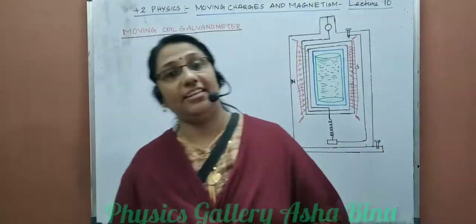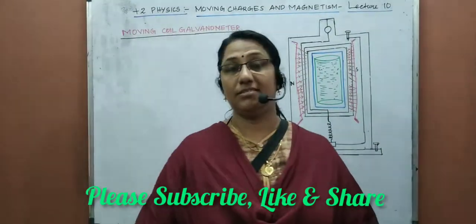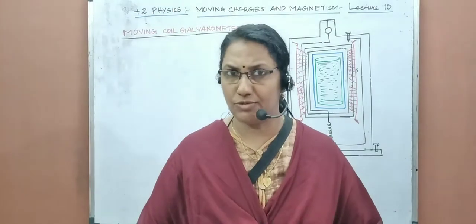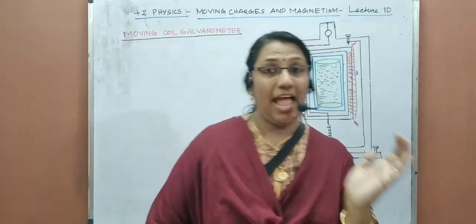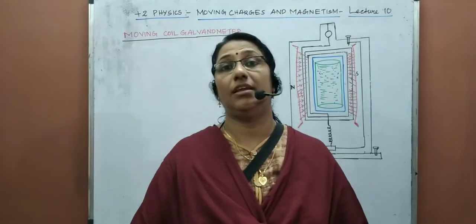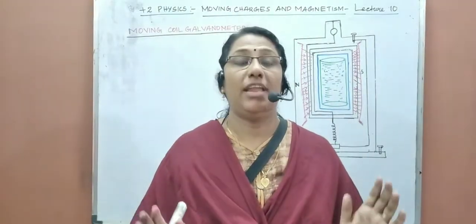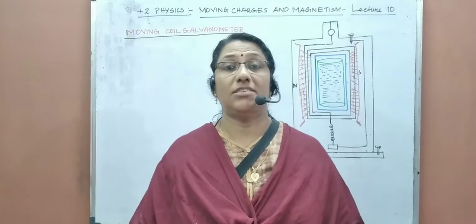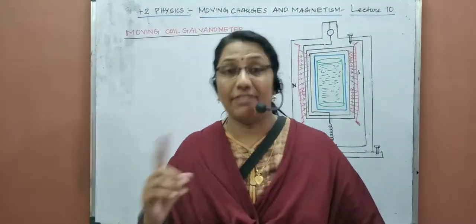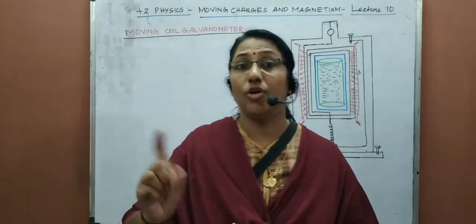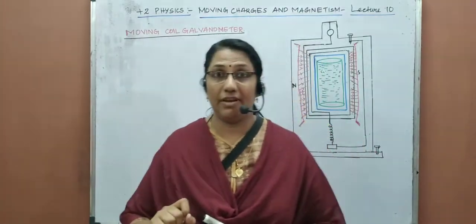Okay, and in the last class, we were discussing the force between two parallel current carrying conductors in the first section, and in the second section, we were discussing what happens when a current carrying coil is placed in a uniform magnetic field.